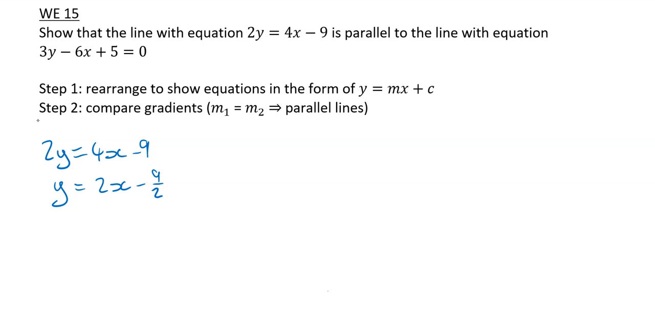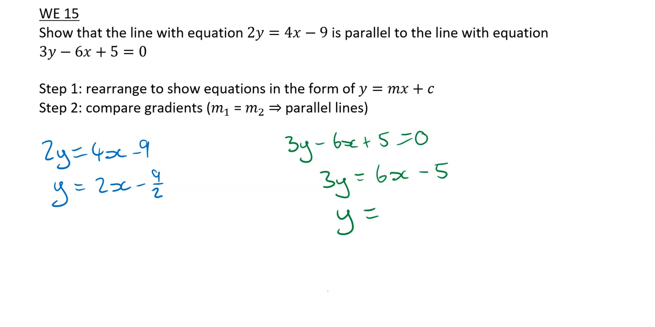Yep, sure, that's fine. And then I'm going to do the same thing on the other one. Now I've got 3y minus 6x minus 5 equals 0. I want to move everything that's not y or involved with y over to the other side. So I'm going to get 3y equals positive 6x, because it was negative and now I've added 6x to both sides, and minus 5. I've subtracted 5 from both sides. Now I want to get y on its own, divide everything by 3. So I get y equals 2x minus 5 on 3.